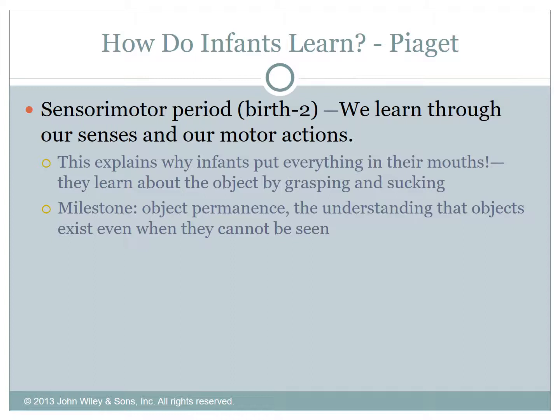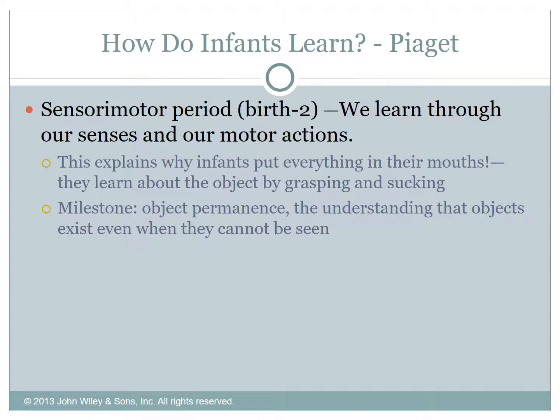During this period, we begin to learn the idea of object permanence, the idea that an object exists even when it's unseen. This is why very young children love the game of peekaboo, where all of a sudden, oh, mommy's gone, wherever did she go? And then she comes back. Yay, mommy's back. Well, we know that you didn't go anywhere. You just put the blanket over your head.